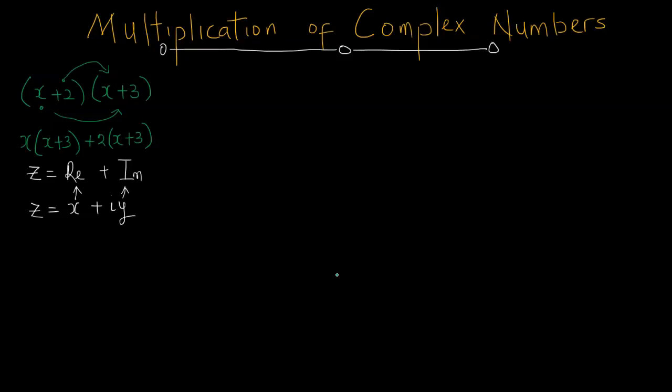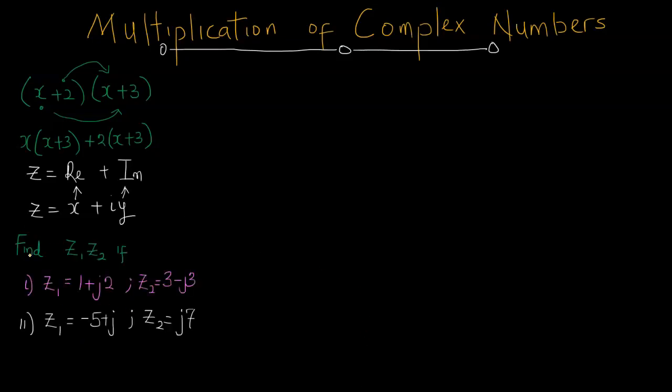So let's take the first example. Here are the problems. Find z1 z2 if z1 equals 1 plus j2 and z2 equals 3 minus 3j, and the second one, z1 equals negative 5 plus j, z2 equals j7. Basically, like I said in one of our videos, the imaginary parts can be represented by either i or j. So both of them mean the same thing. Some authors use j, while some use i.